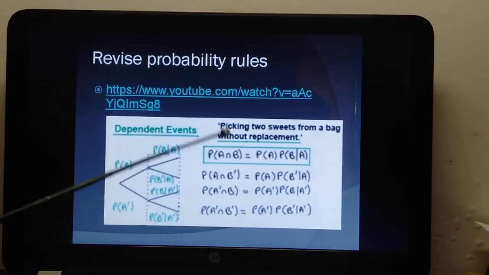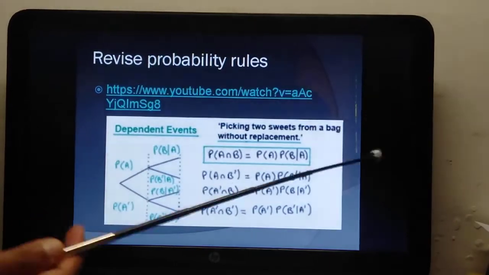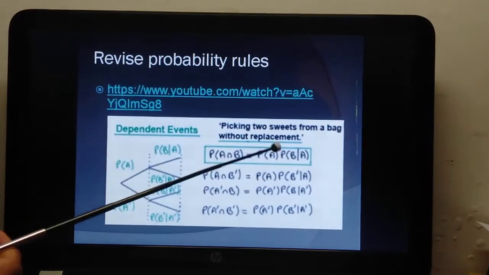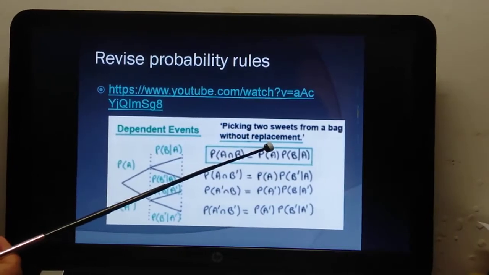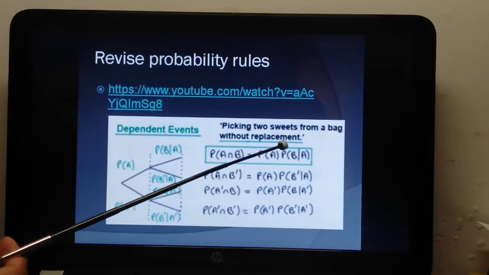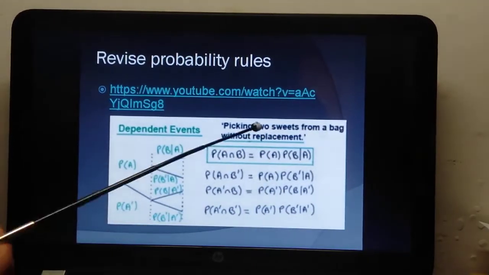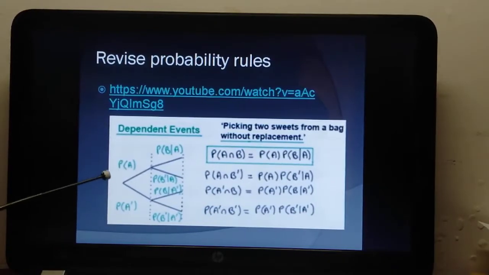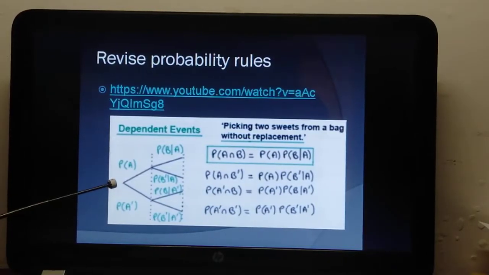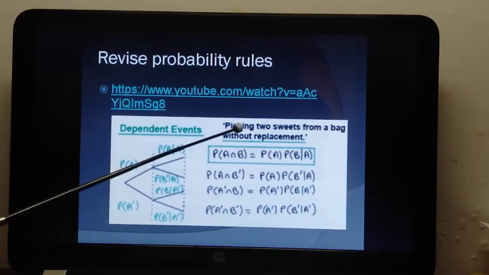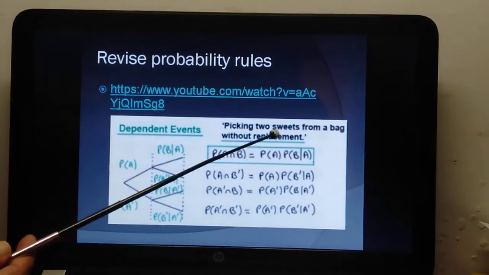We want to pick out 2 sweets from the bag consecutively. Pick one and then pick another without replacement. Now normally when we study for maths, this can be picking out balls from a bag, or picking coins from a bag, whatever. It can be anything without replacement. Now if we are starting without replacement, say that we have got 2 types of sweets, A and B.